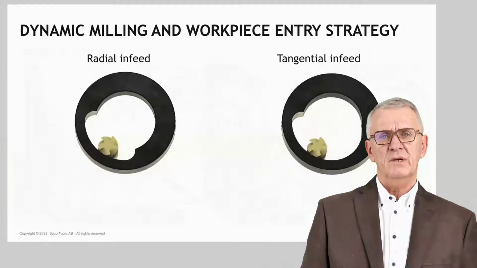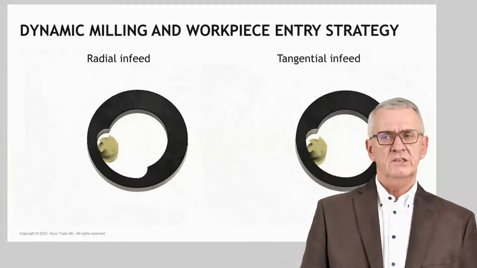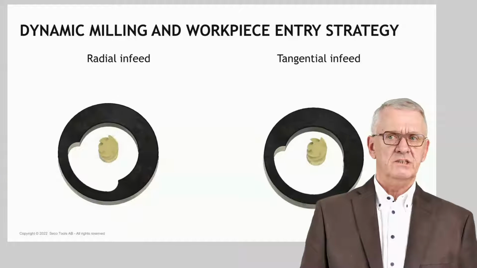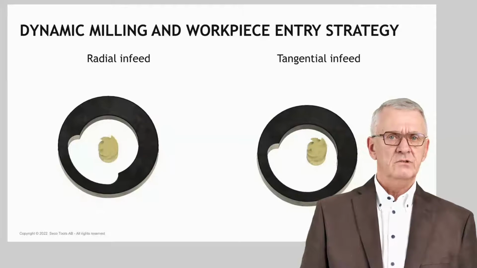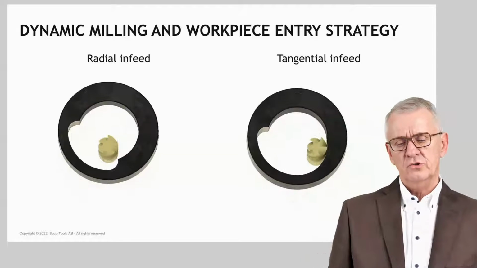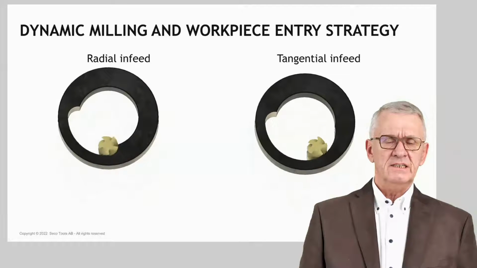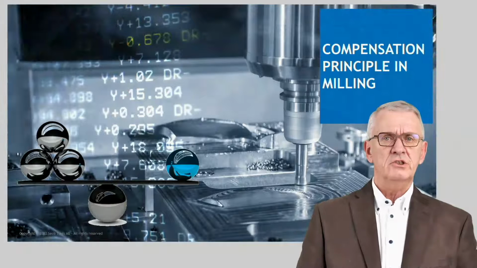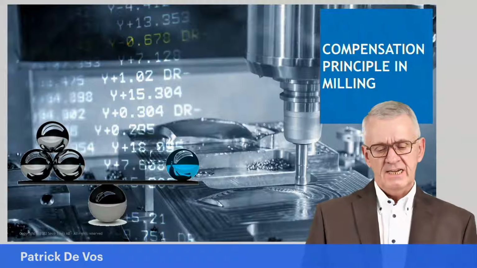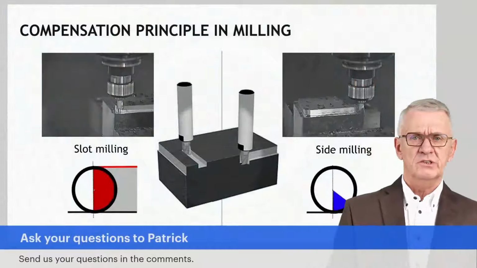And you see here an animation that gives two very different situations to start up a milling operation. The one to the left is referred to as radial in-feed. The one to the right is referred to as tangential in-feed methods. It has all to do with recognizing that cutting conditions potentially modify during an operation, and that we compensate for that. And just a few words on compensation principles in milling.